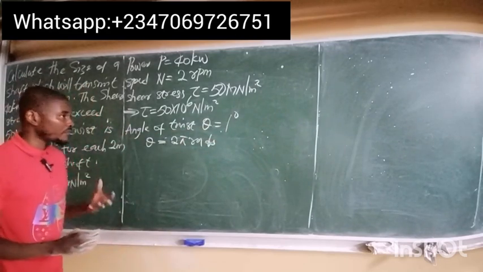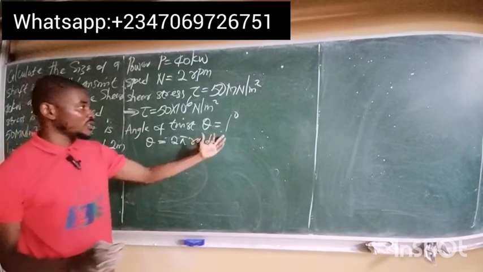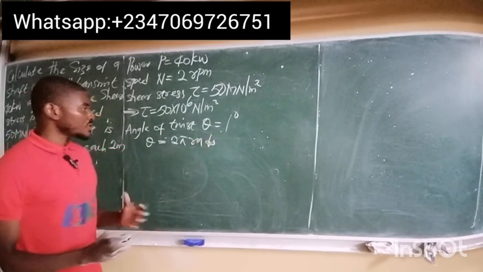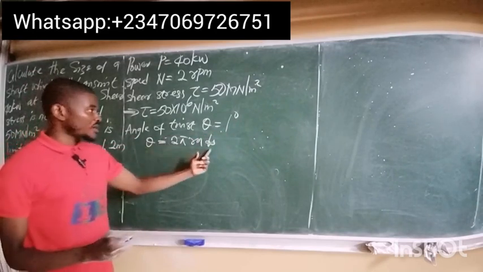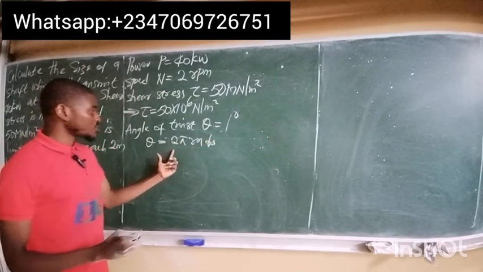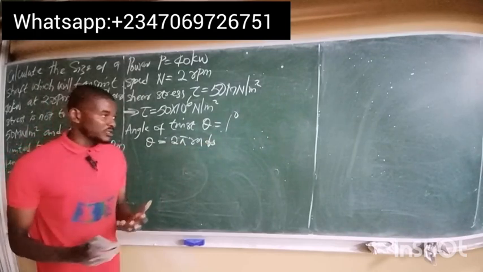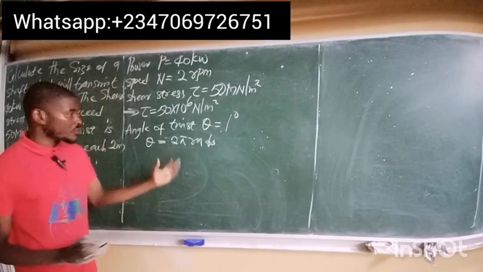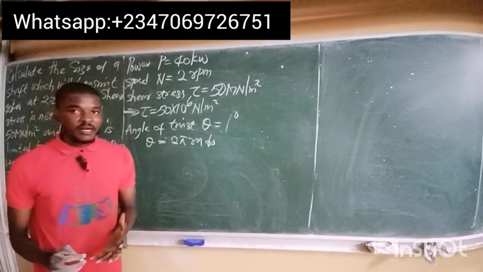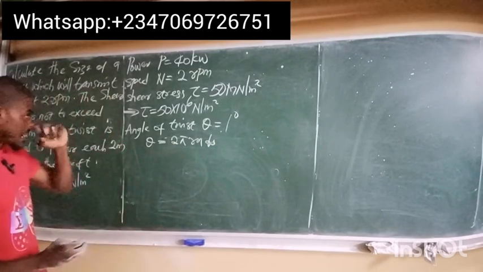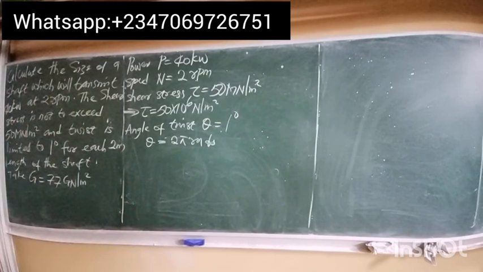Should you have more than 1 degree, let's say up to 2 degrees or 3 degrees, all you need to do is multiply that value by what? 2 pi. If it's 2 degrees, it becomes 2 times 2 pi, which gives us 4 pi in radians. If it is 3, it becomes 3 times 2 pi, which gives us 6 pi in radians. So that's the angle of twist in radians.